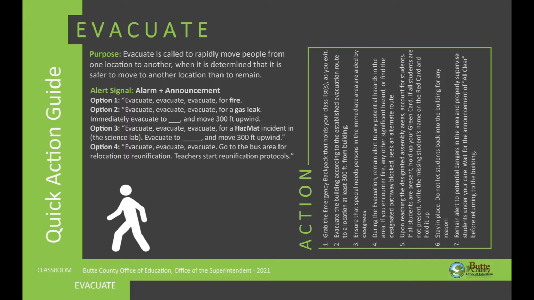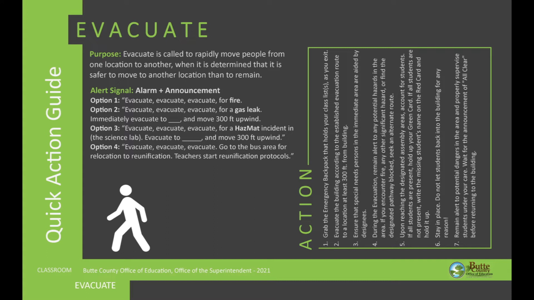The simple addition of a concurrent announcement to an alarm removes the ability of someone to create this type of situation. In addition to an alarm, the announcement may sound like this: "Evacuate, evacuate, evacuate for fire," in which case you would simply engage your fire drill protocols. Or it may sound like this: "Evacuate, evacuate, evacuate for gas leak. Immediately evacuate to the field and move 300 feet upwind." If this were the announcement, you would follow the instructions, evacuating to the field, ensuring you move 300 feet away from the school building and upwind.